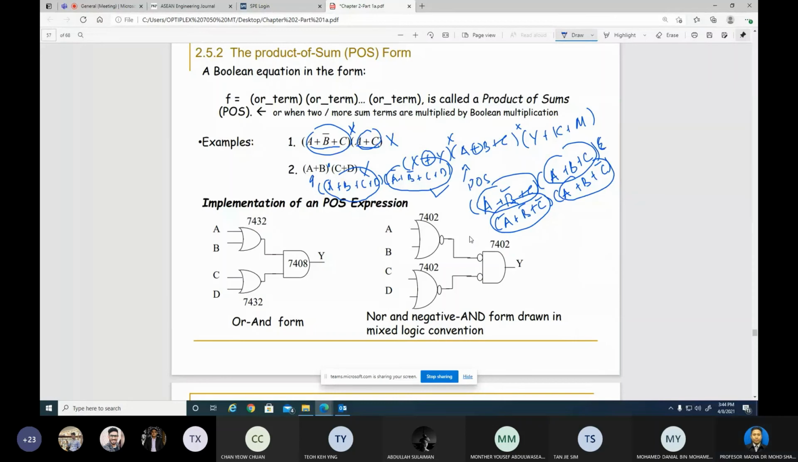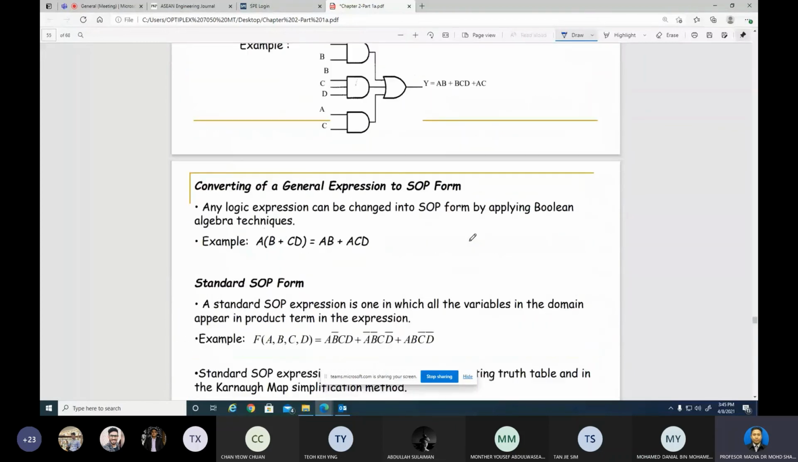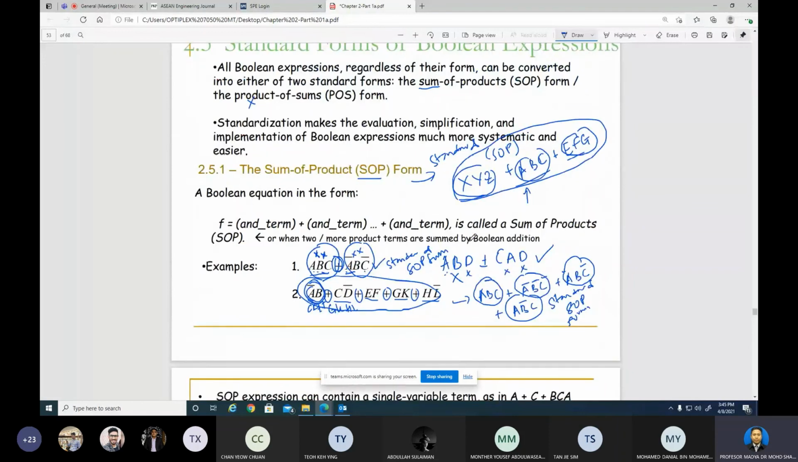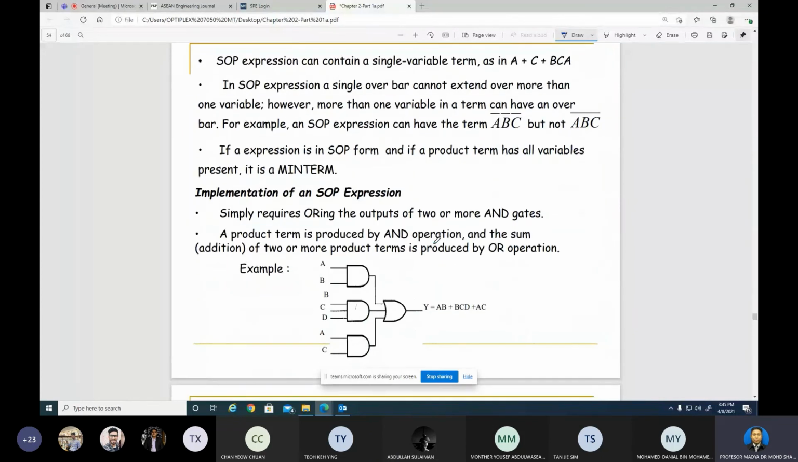So we have standard form or non-standard form for sum of product, something like this. Okay, so this one we have the odd element. For example, I will show some examples of how to go from the non-standard to a standard format.